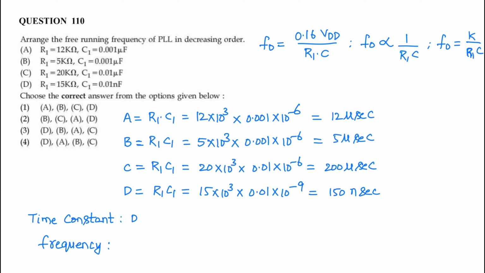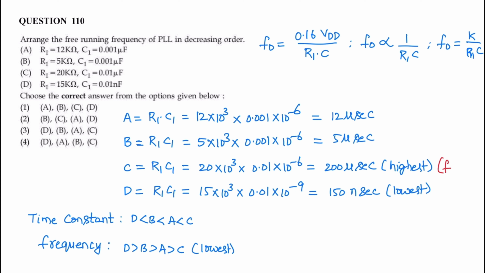So time constant is lowest here and highest is for option C. So time constant is D less than B less than A less than C, and the frequency is inversely proportional to time constant. Therefore, D greater than B greater than A greater than C. The frequency is lowest for option C, and frequency is high for option D.